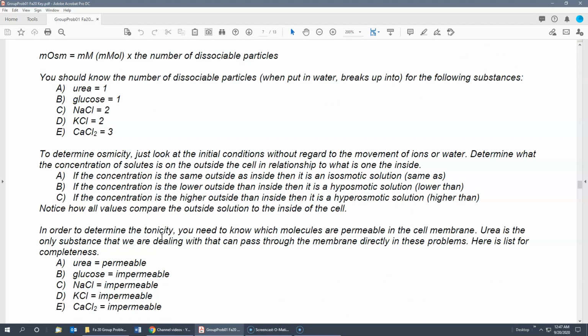Second thing you do is you determine the osmicity. And the osmicity, again, is the initial conditions of the cell. It's so easy that some people forget about it. All you do is you look at the numbers. Now that you have the inside of the cell and its osmolarity, the outside of the cell, its osmolarity, you compare the solution to the cell. If it's the same, it's isoosmotic. If the solution is less, it's hypoosmotic. If the solution is more, it's hyperosmotic. Pretty simple.